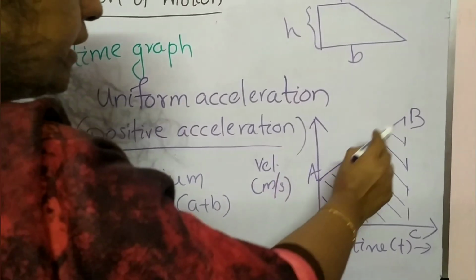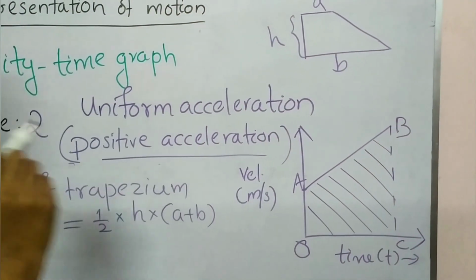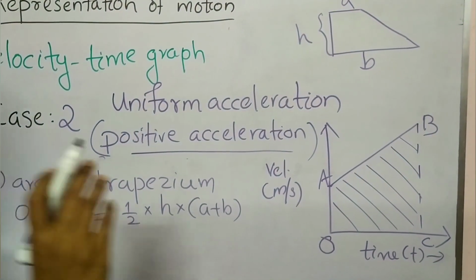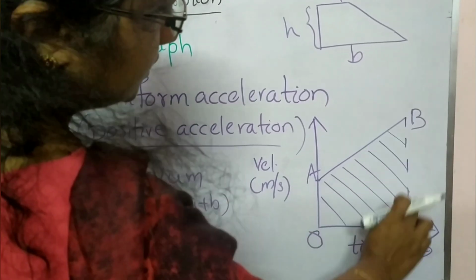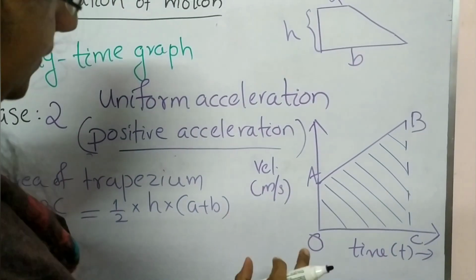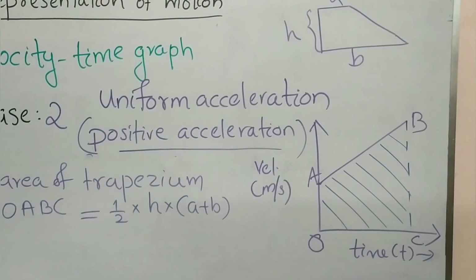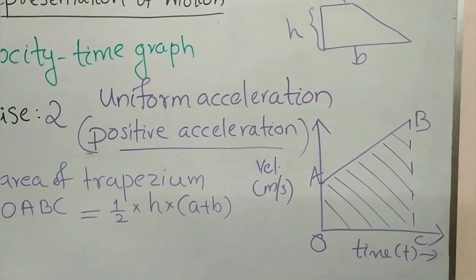Here the shaded portion gives you the distance covered by that object. Can you say which shape you can see here? O, A, B, C. What is that? That is a trapezium. If you are finding the area of that trapezium, you can get the distance.